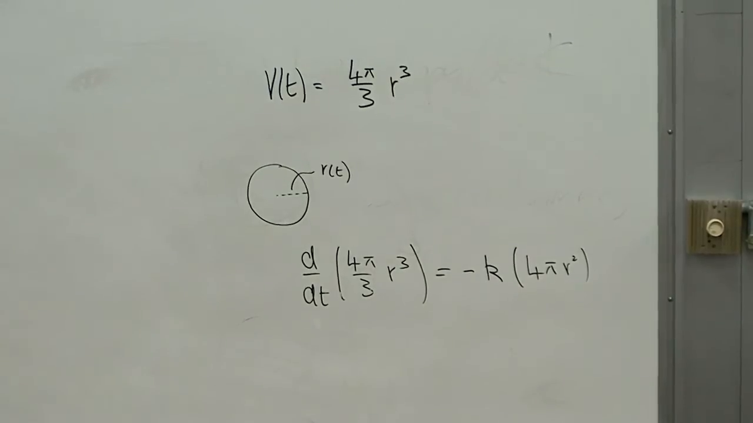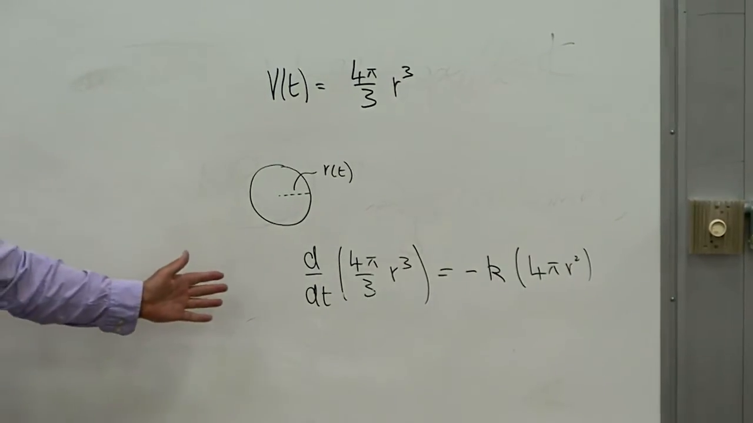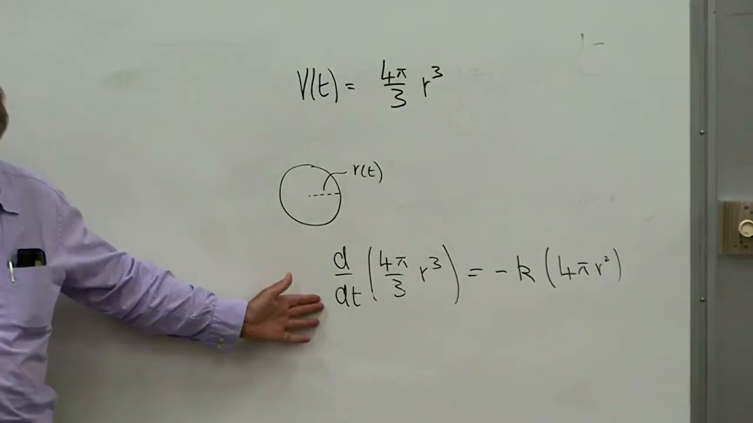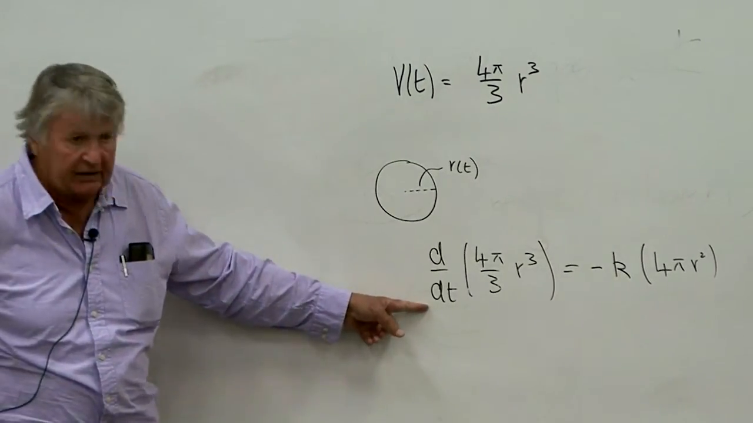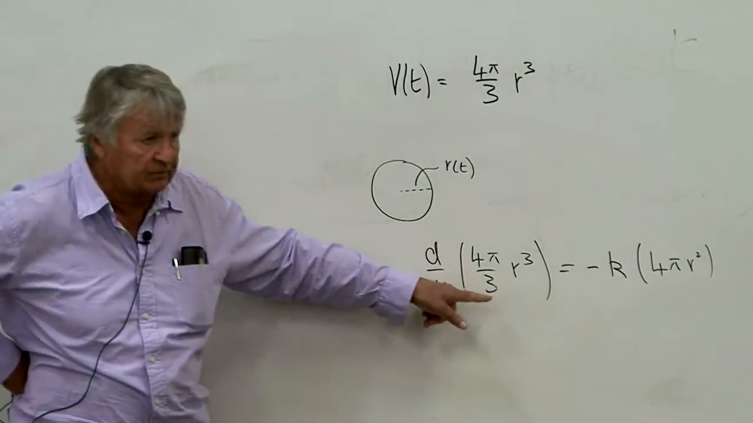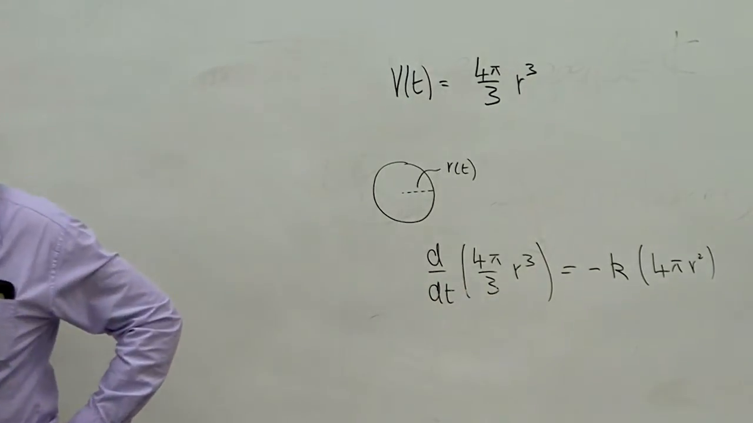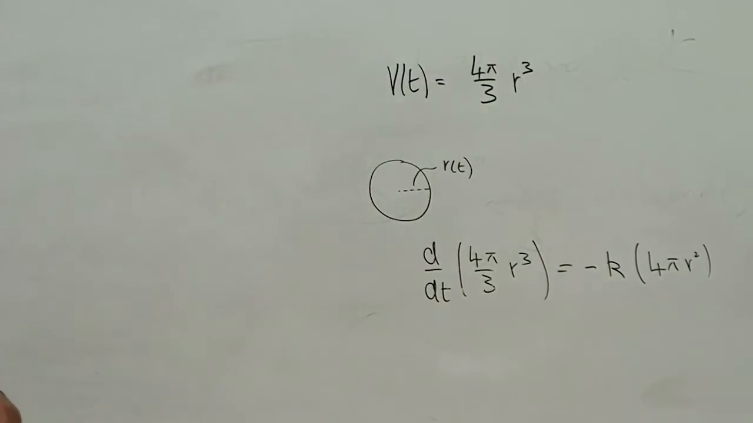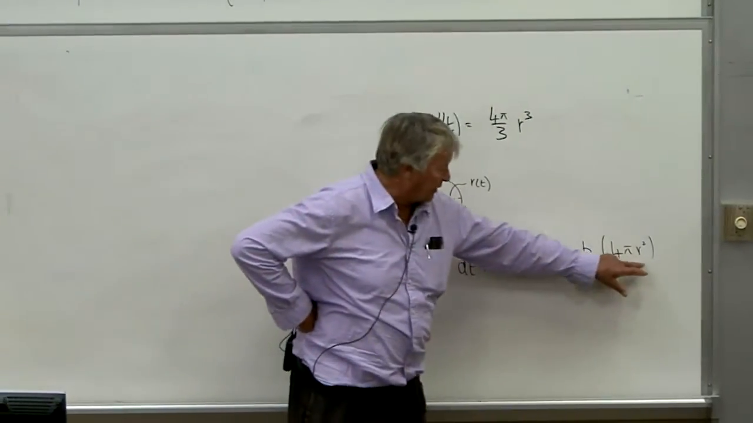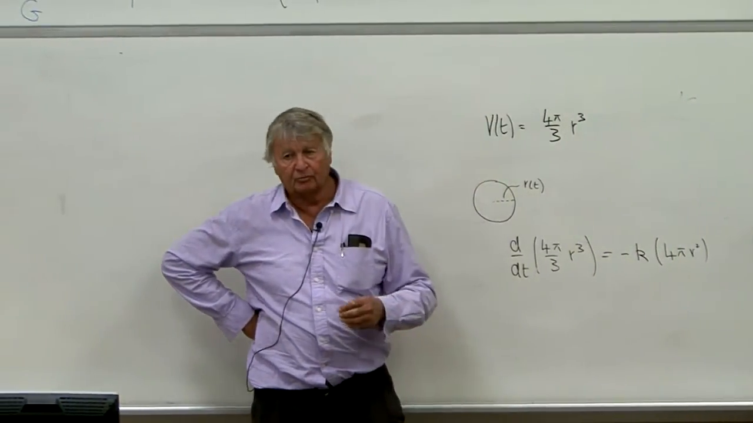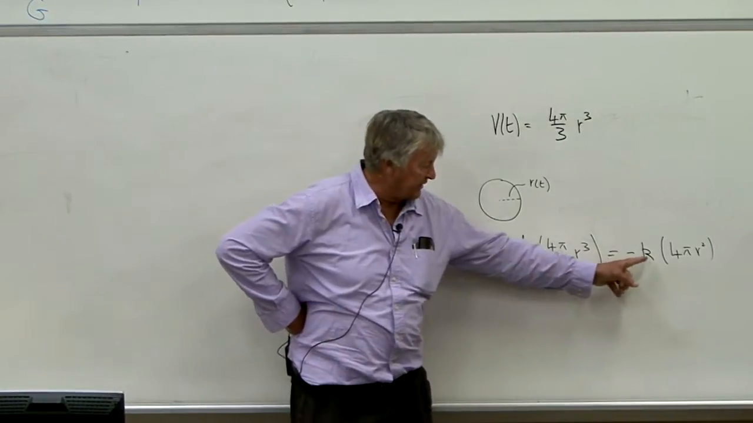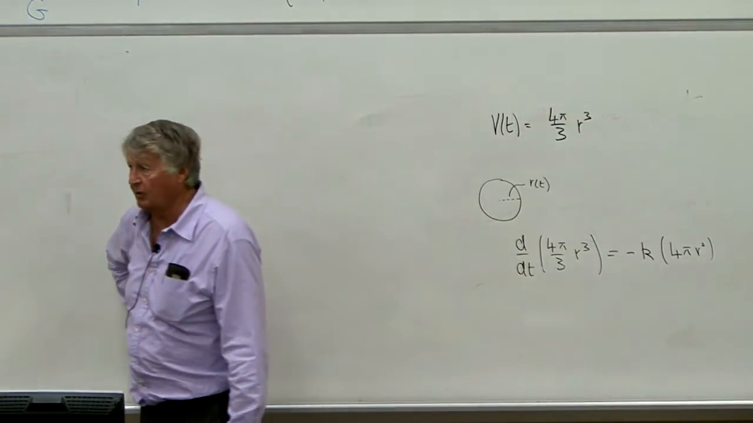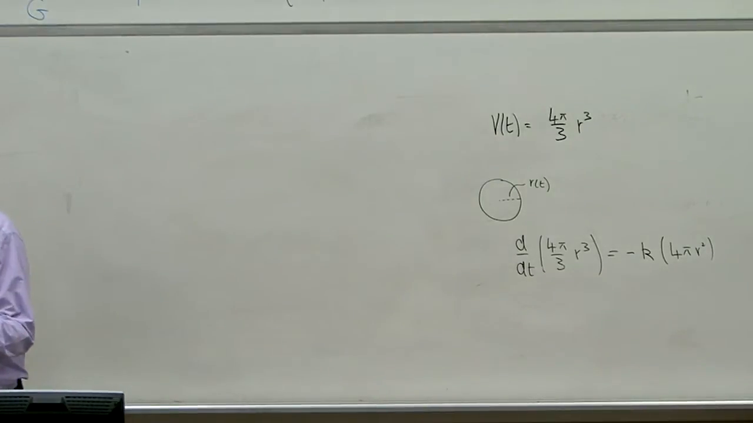So let us write this down in a mathematical framework. And it says that d/dt, the rate of change of the volume, which is 4 pi over 3 r cubed, is proportional to 4 pi r squared. But you know it's decreasing, so it's a minus constant times 4 pi r squared. Now you're not told the constant.